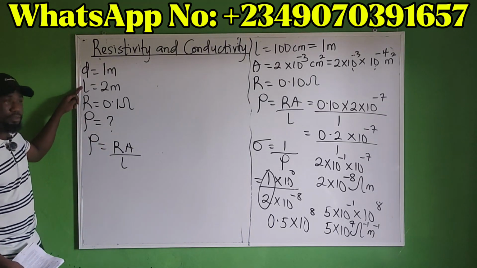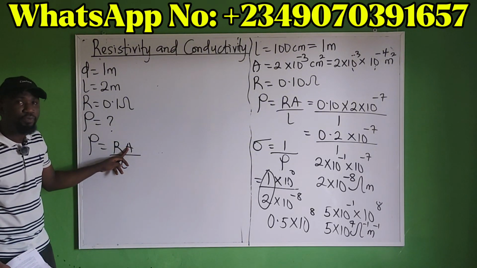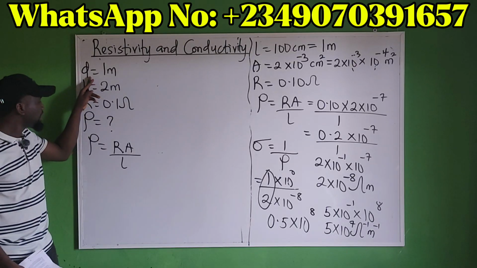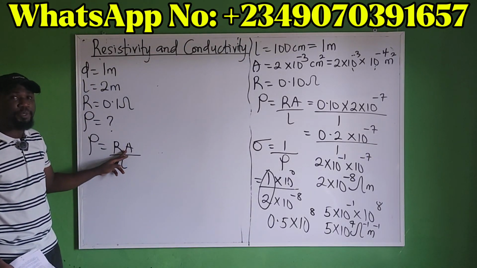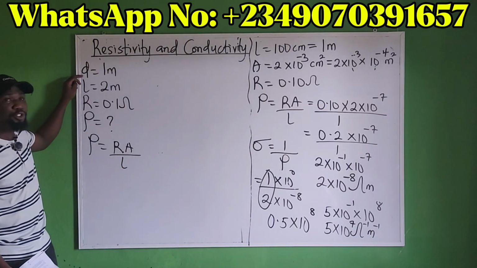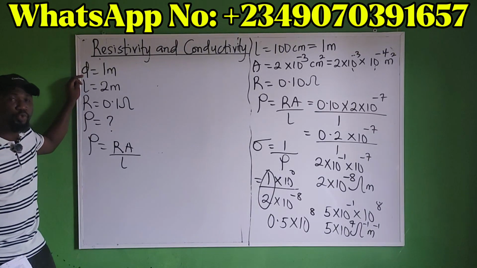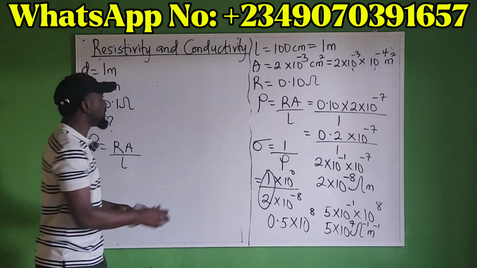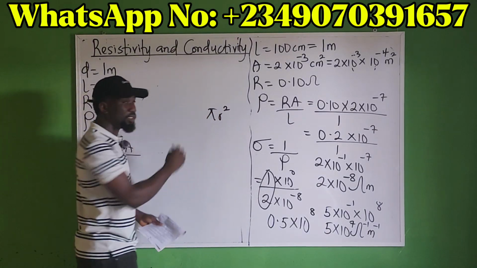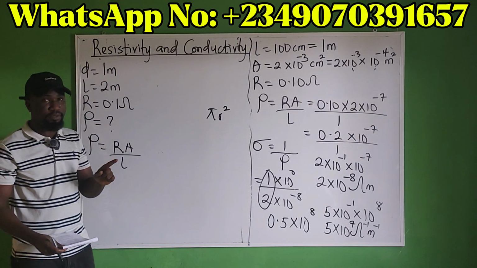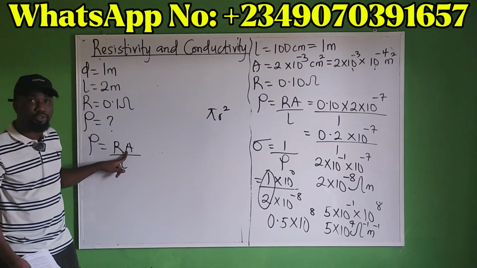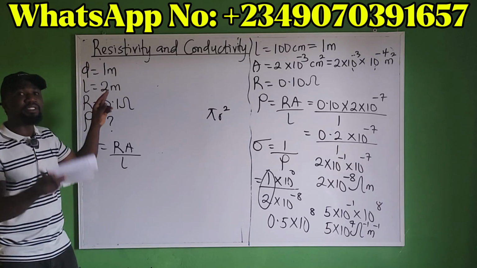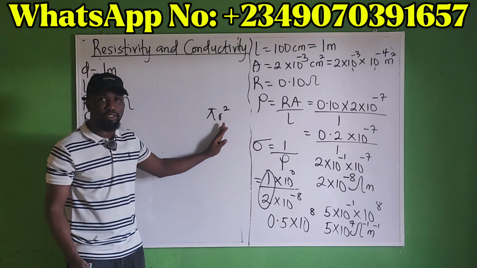So from these parameters, we are given the resistance. We are given the L. Are we given the A? No. We are not given the cross-sectional area. We are only given diameter. So please, whenever you want to get the value for A, if the diameter is given to you or the radius is given to you, you have to use the area of a circle, which is pi r squared. Please take note now. If the area is not given to you and you only have the diameter or the radius, use the area of a circle, which is pi r squared.